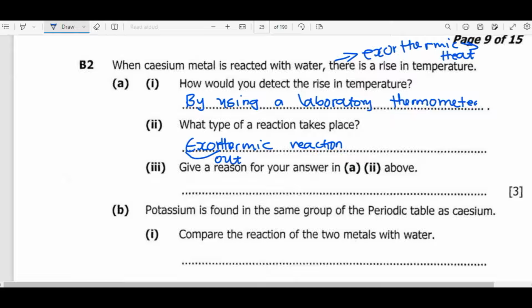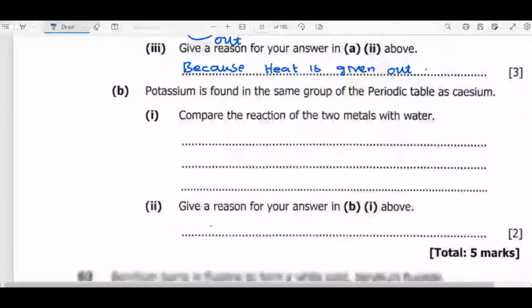So we'll say because heat is given out. So that is what we can see.